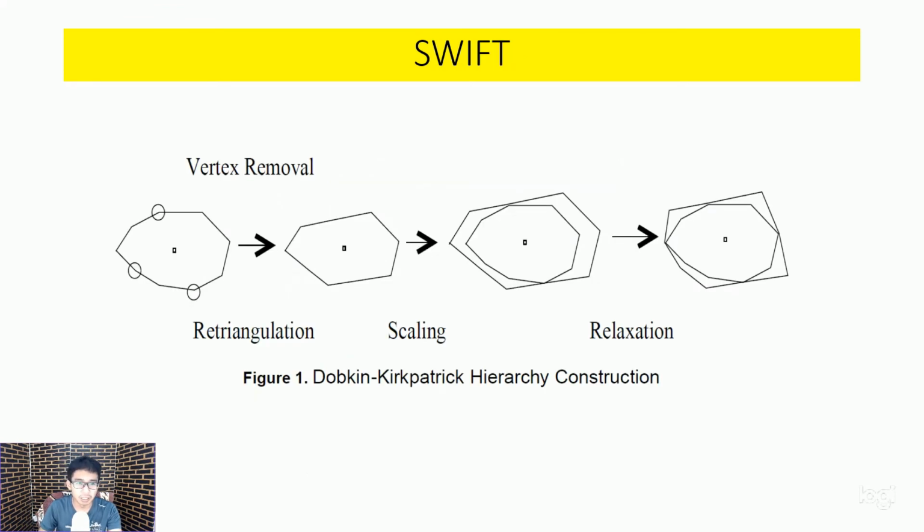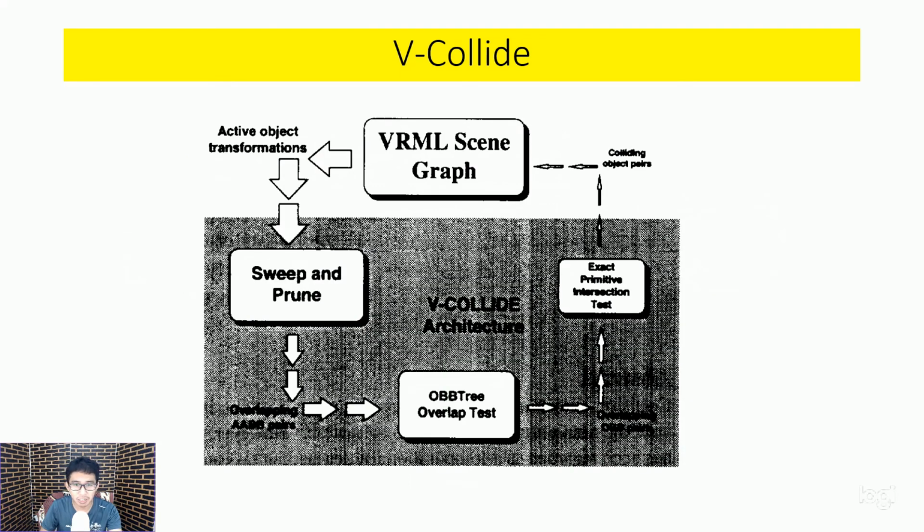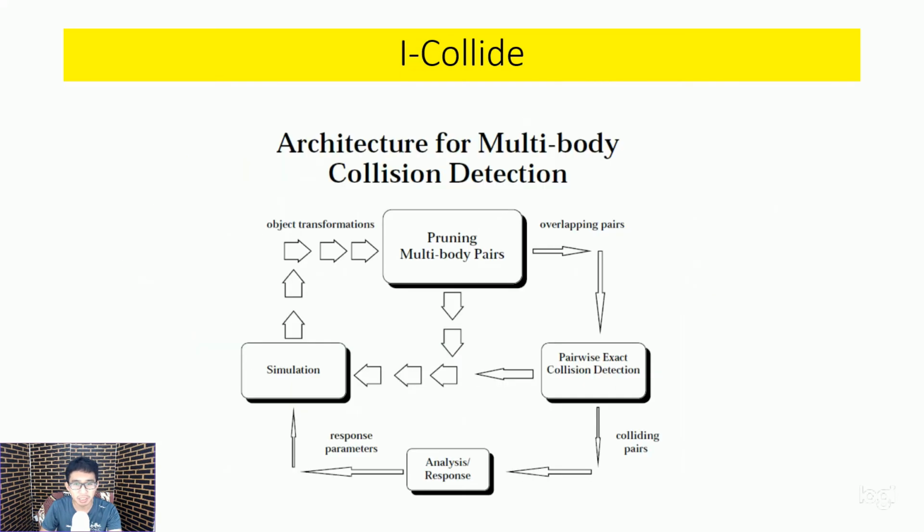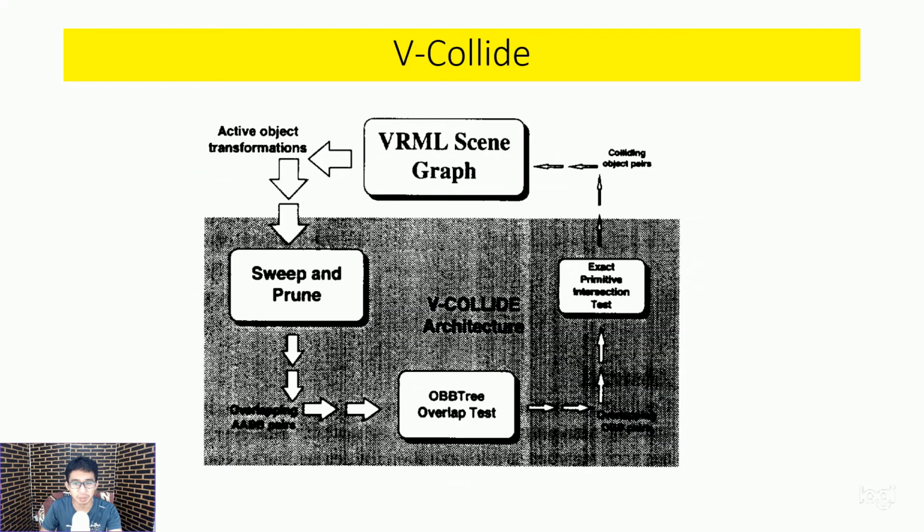And then another algorithm, the SWIFT algorithm. You use the Dobkin-Kirkpatrick hierarchy construction. You can see that it tries to bound based on the vertices themselves, so we try to remove as many vertices as possible. And then we have V-COLLIDE. I think it's similar to I-COLLIDE, but this is V-COLLIDE.